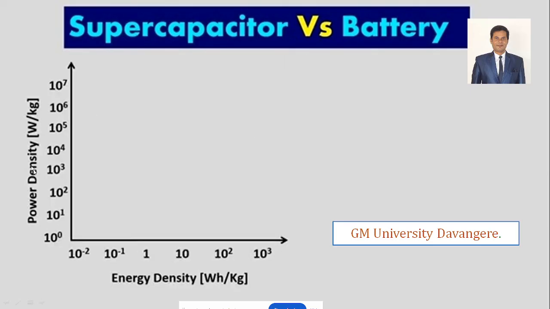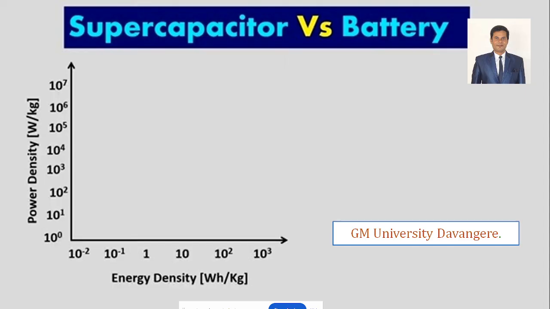If you see the x-axis and the y-axis, it is a two-dimensional graph, right? Let us see the energy density in watt hour per kilogram in the x-axis. In the y-axis we have the power density in watt per kilogram, right? Understood?